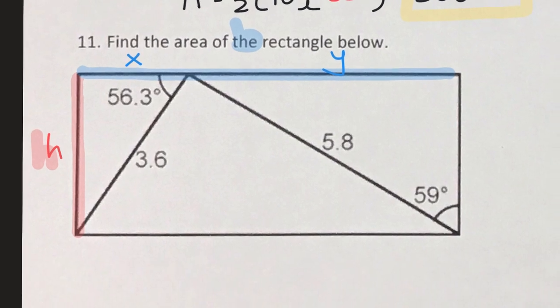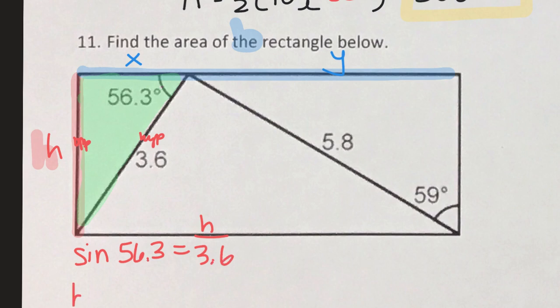So let's set up our trig equations. I'm going to color this one green. For our green triangle, 3.6 is what side? 3.6 is the hypotenuse. Very good. So if we're going to make an equation that involves H, H is the opposite side, and this is the hypotenuse. Which trig is opposite and hypotenuse? That would be the sine. Very good. Sine of 56.3 equals H over 3.6.